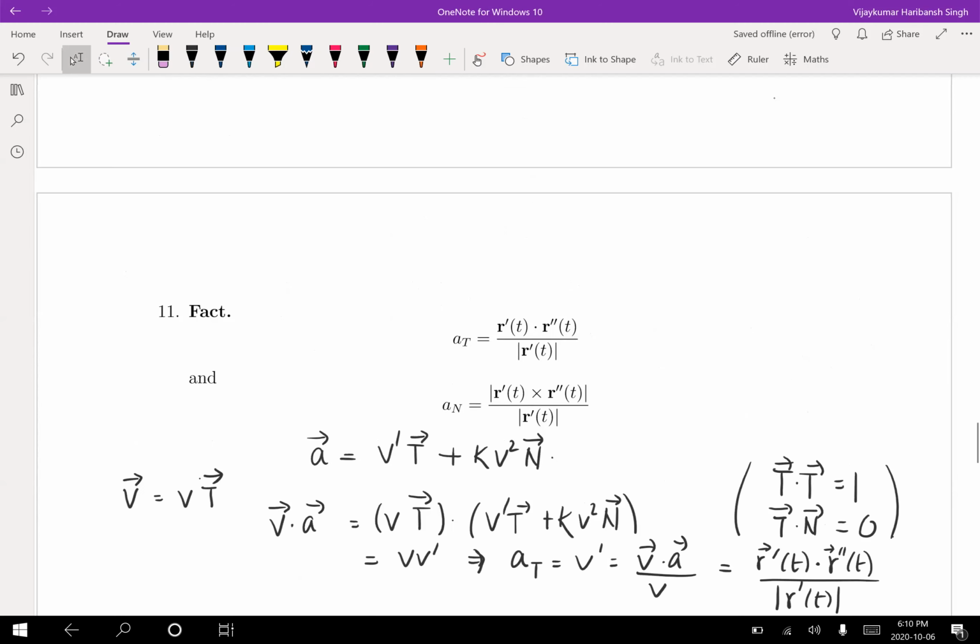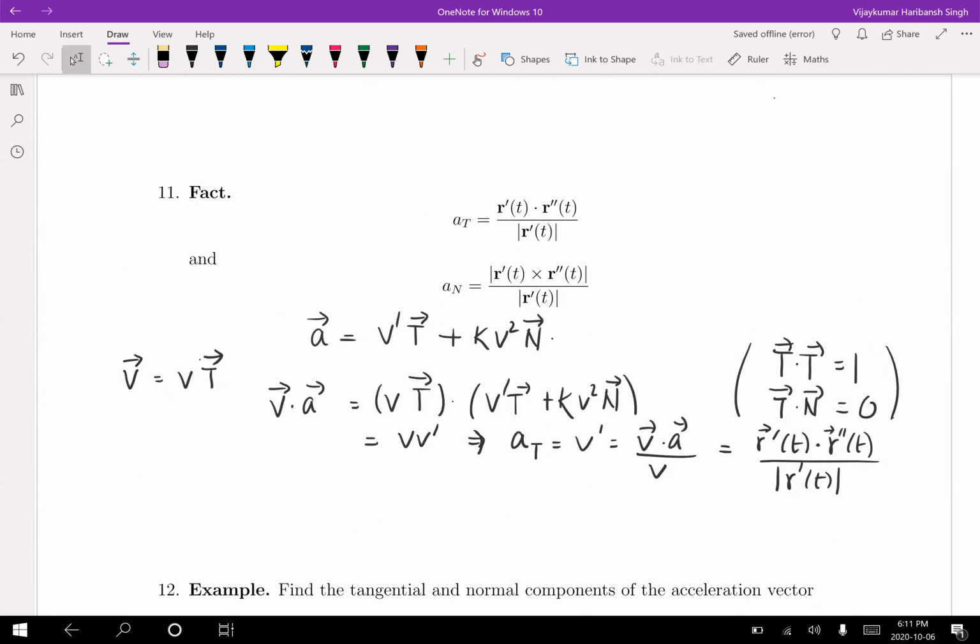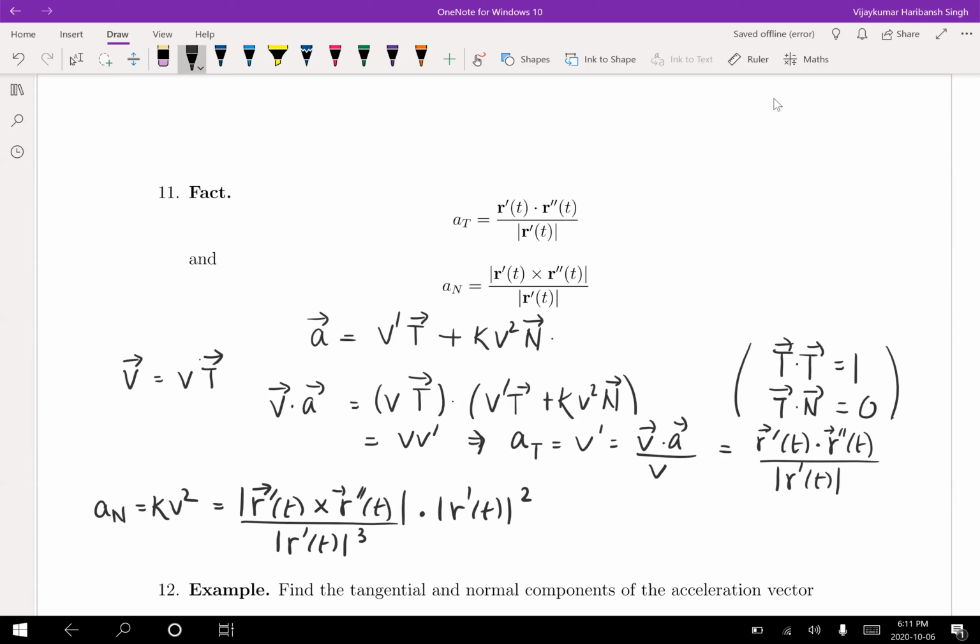Similarly, let's compute AN. So AN is K V square. Now for curvature, we have already seen the formulation. It's the length of R prime T cross R double prime T divided by the length of R prime T cubed. Now multiplied by V square, which is R prime T squared. If you cancel these powers off, you get the result. So this is your AT, this is your AN.